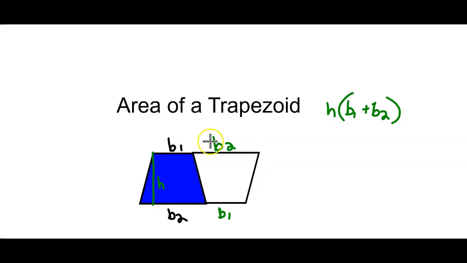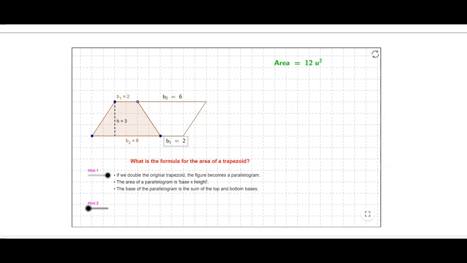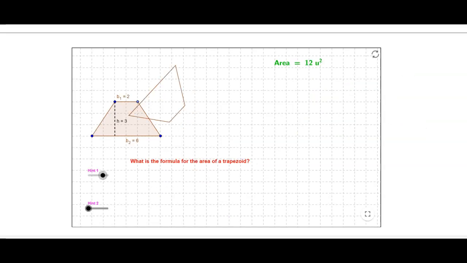But I'm not finding the area of a parallelogram. I want to know the area of the shaded region. It's going to be half the parallelogram, so times 1/2. There's your area for a trapezoid. I don't want to spend too much more time on this, but if you go back and look, you might say, well, what about non-isosceles trapezoids? Let's change it up. You can drag this corner and make it a different trapezoid.